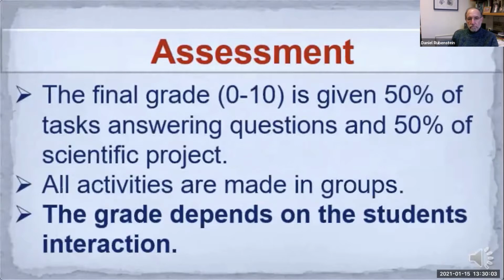In the end, the students are evaluated by the tasks, which are answering questions. There are around 6 or 7 tasks, and the scientific project. All activities are done in groups. I incentivize them to work in groups, and so the grade depends on the students' interaction. The better the interaction, the higher the probability of a good grade. This style of discipline is the same style I use in in-person classes, but I could adjust it for this online discipline.